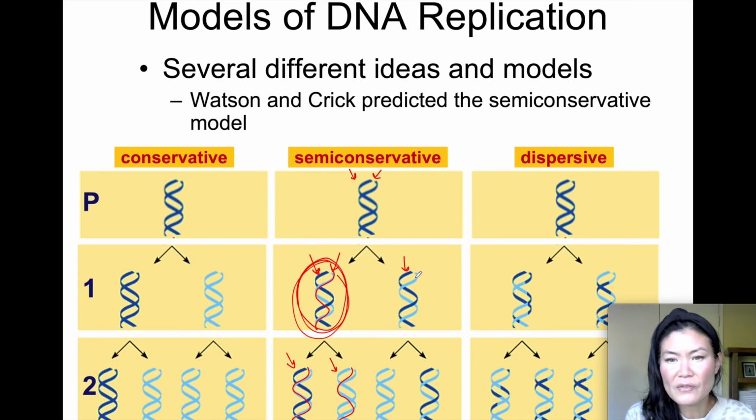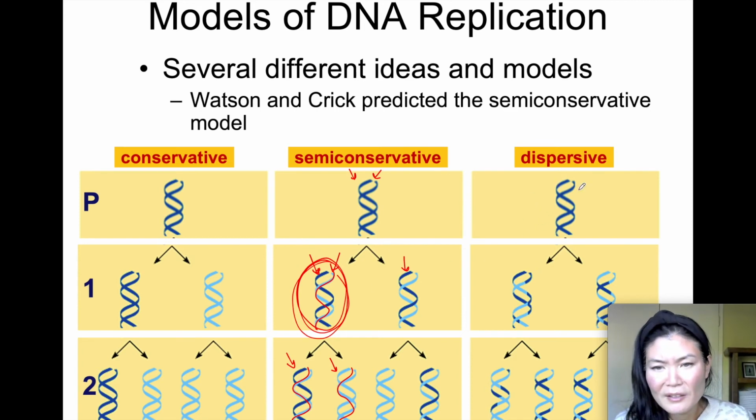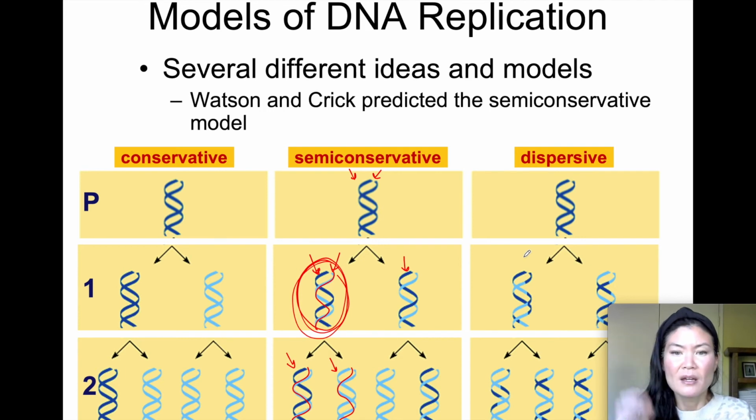Okay, so semi-conservative. And then there's dispersive, and to me this is the most bizarre one, okay? You have the original strands of DNA, but in the two daughter strands you have pieces and segments of old and new. Okay, so dispersive. Every time DNA is being made, you get pieces of old and new.